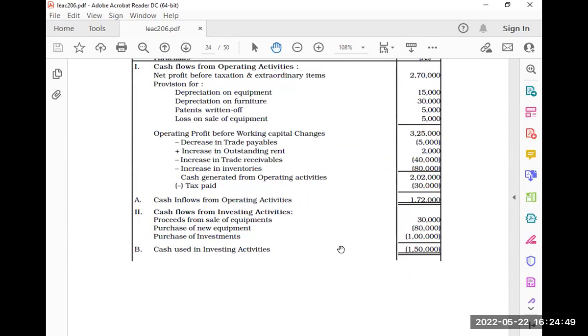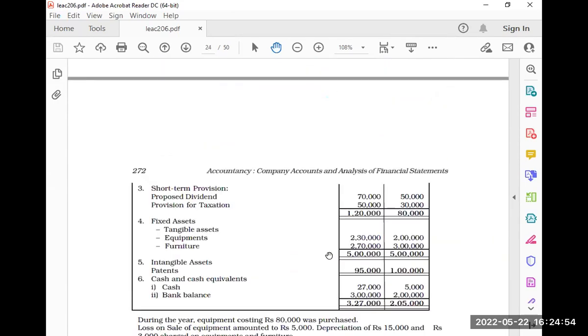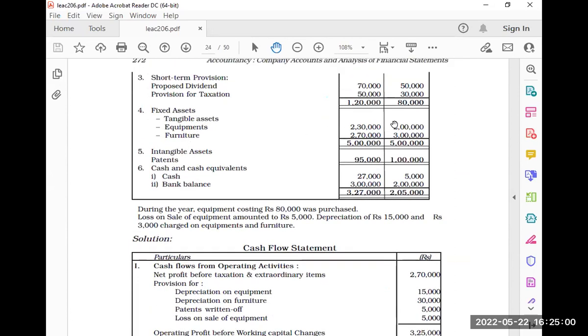How, I'll tell you. Look at the equipment. In the working note, you can find equipment. Equipment was 2 lakh. Now it is 2 lakh 30. There was a depreciation on equipment. How much? 15,000. Equipment was 2 lakhs. 2 lakhs minus 15 should be 185. But it is 230. How much is the difference?